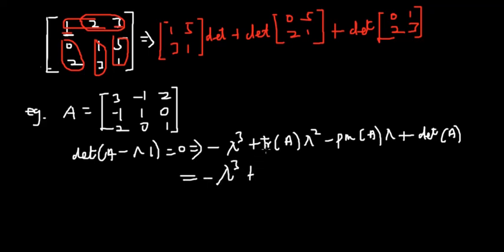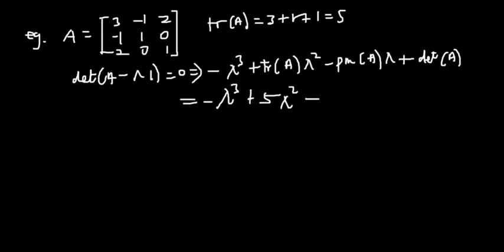So let's find the trace of this matrix. The trace of this matrix is just summing up the diagonal. So we have 3, 1 and 1. So I have 3 plus 1 plus 1, that's 5. So we have 5 eigenvalue squared, and then we have minus the sum of the principal minors. So let's see how we find it.